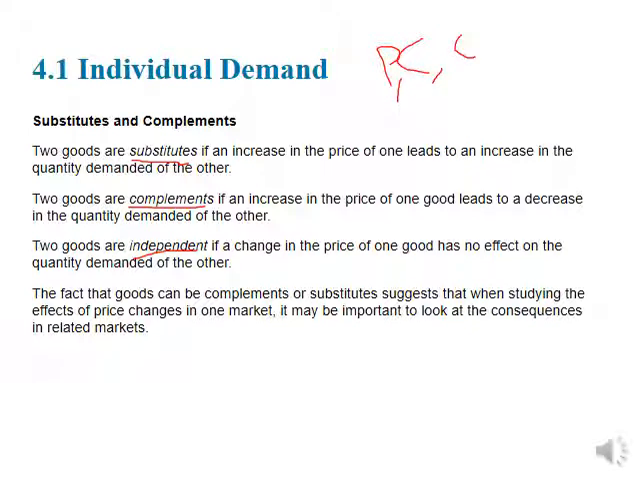The fact that these relationships exist, substitutes and complements, suggests that when studying one market, it might be interesting and important and relevant to look at related markets as well. And as you continue on in your career as an economist, you'll start to see this when we shift from a partial equilibrium setting, like we're in now, to a general equilibrium setting.